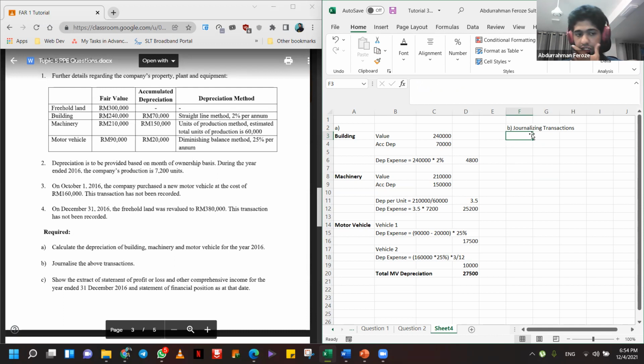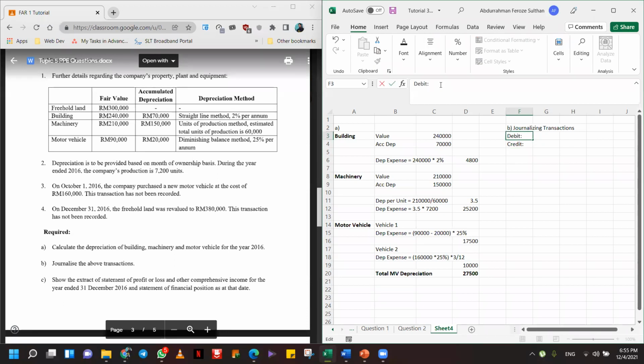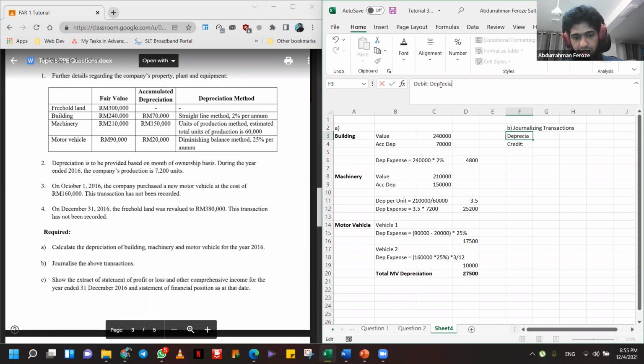This is very easy. We did this in the last 2 classes. So what should be debited? What should be credited here? Debit PPE? Is it correct? No. There's an expense here. Debit depreciation expense. So there's an expense, it has to be debited. Debit depreciation expense 4,800 and credit what?